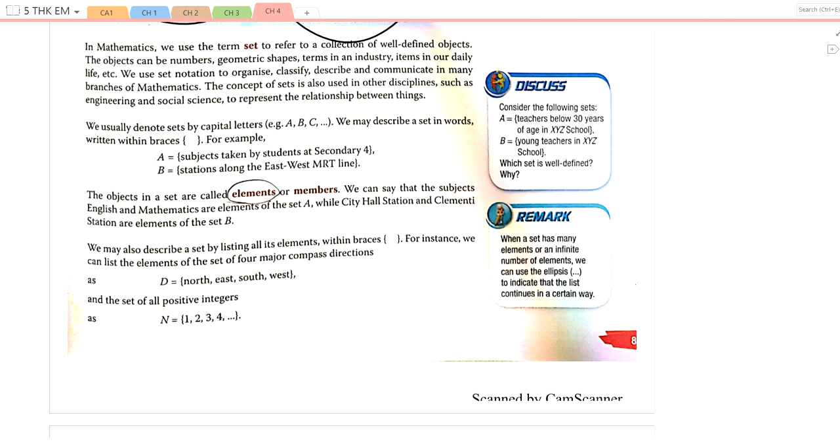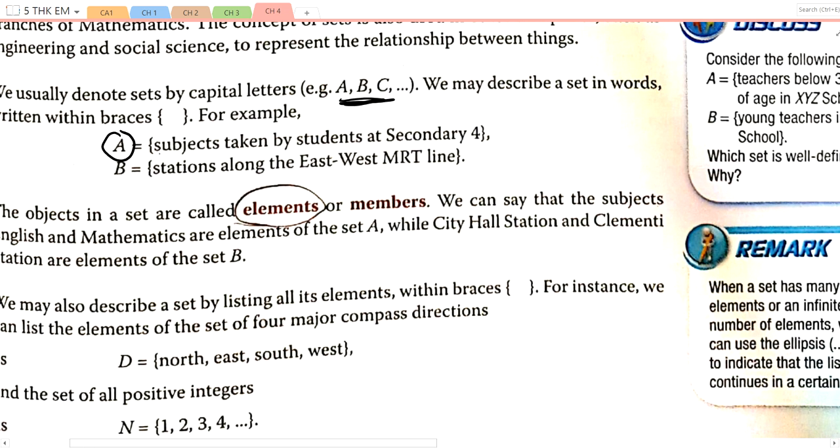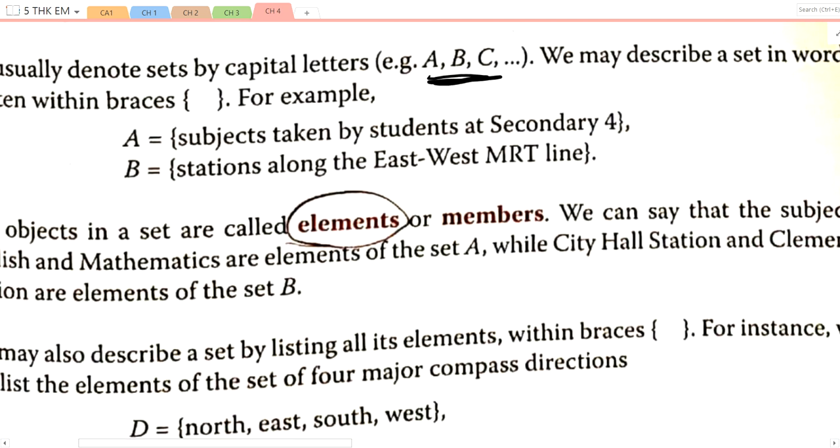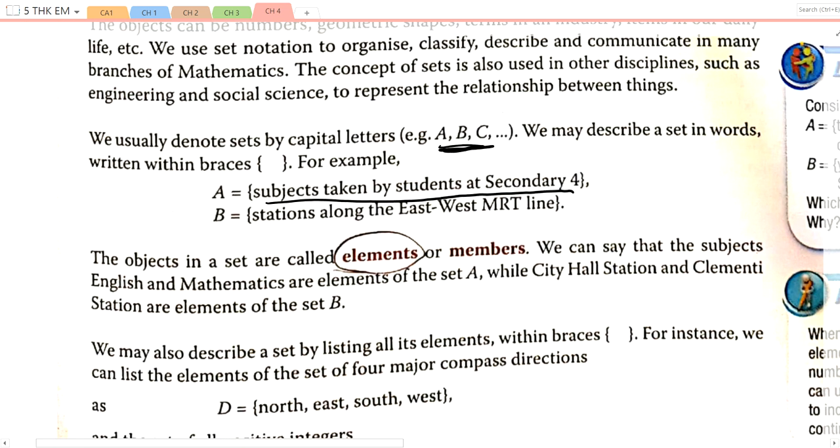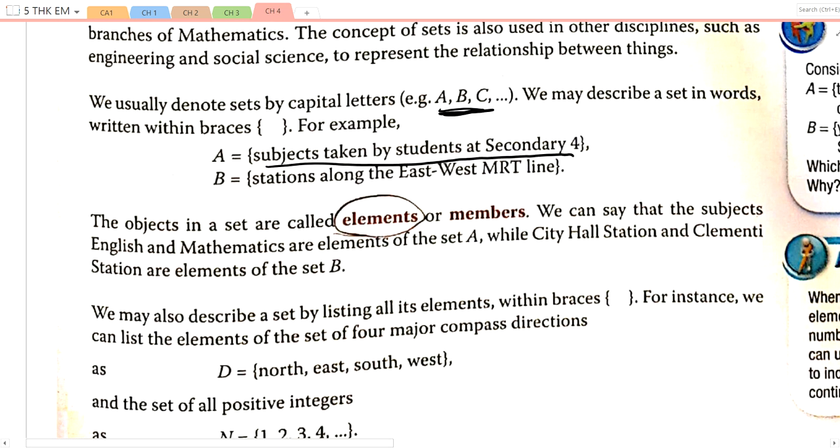So in our syllabus, we are going to use capital letters for names of sets. For example, set A. Set A contains subjects taken by students at Sec 4. So you see that we've got these curly brackets, and inside these curly brackets will be the description of the set. Okay, so in set A, we've got examples such as English, mathematics, and so on.